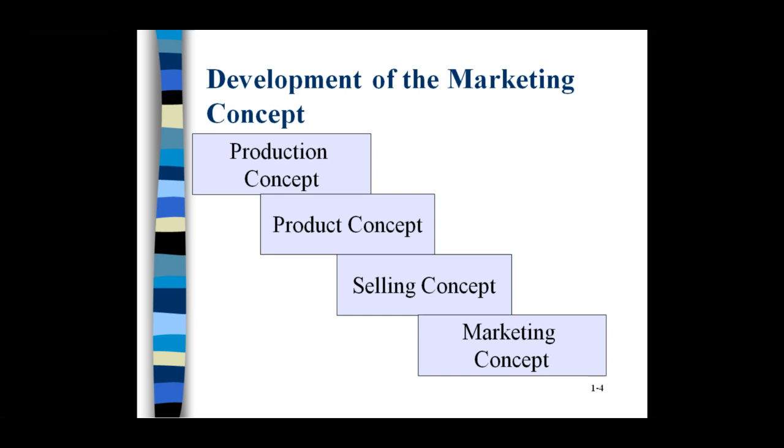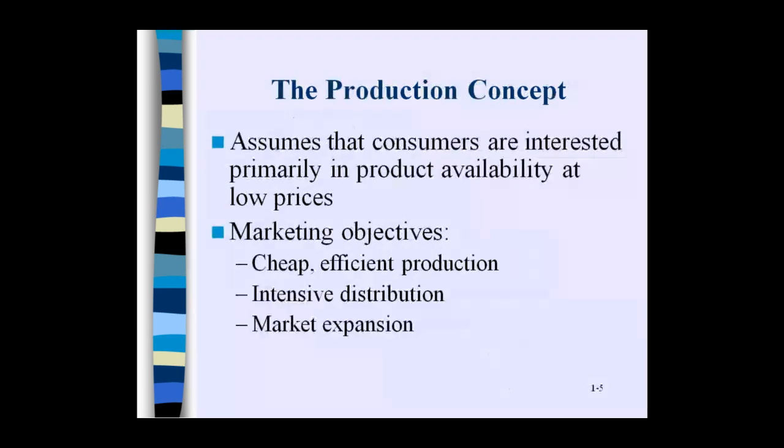There was a time when the first concept came, in 1900, known as the production concept. Then the production concept was replaced by the product concept, then the product concept was replaced by the selling concept, and then the marketing concept. So one by one we are going to discuss.